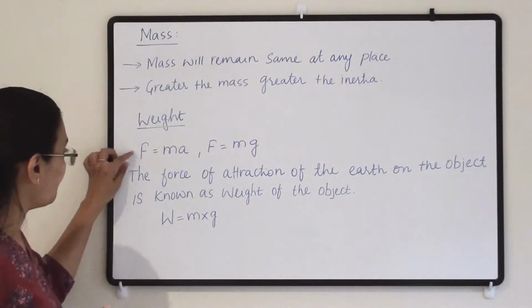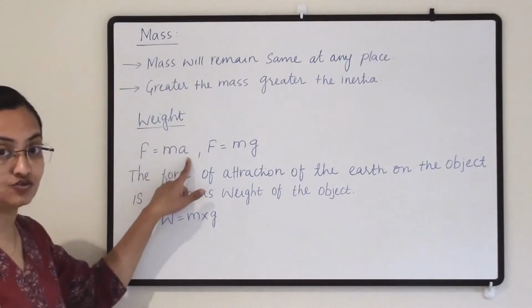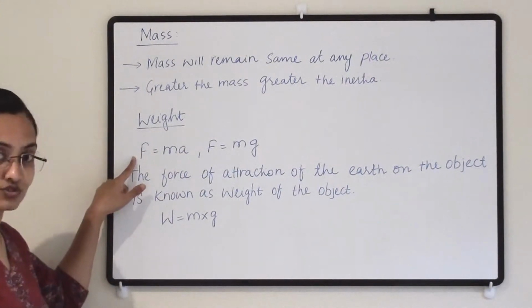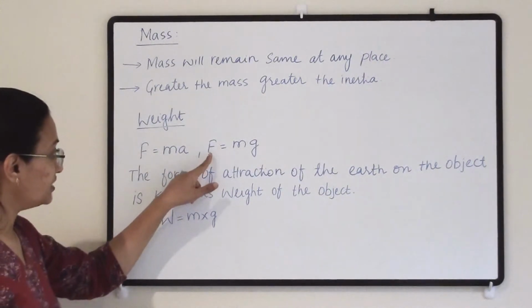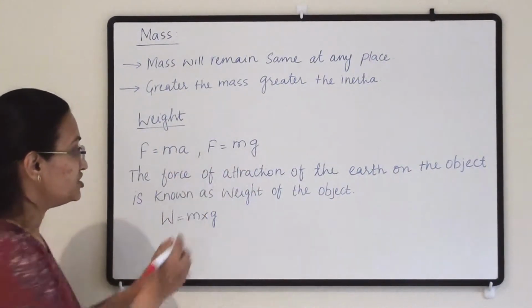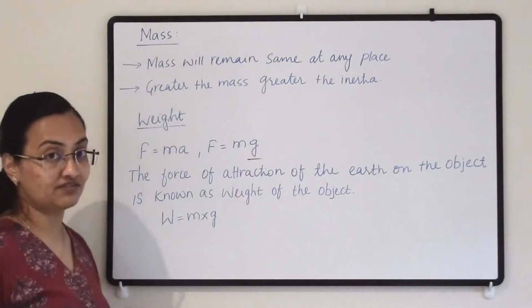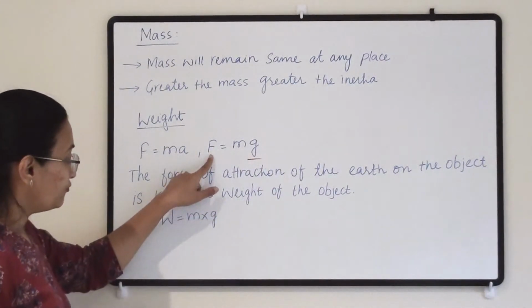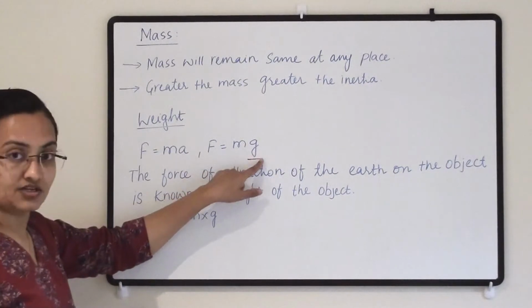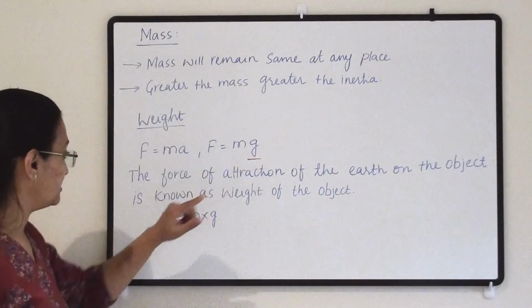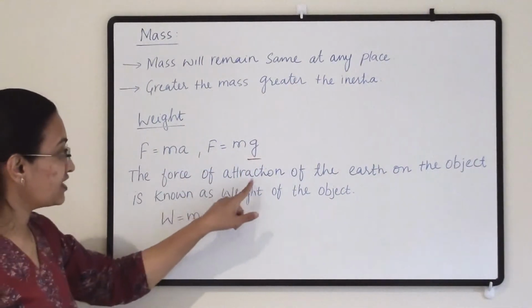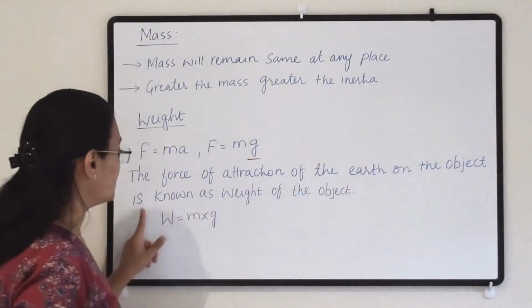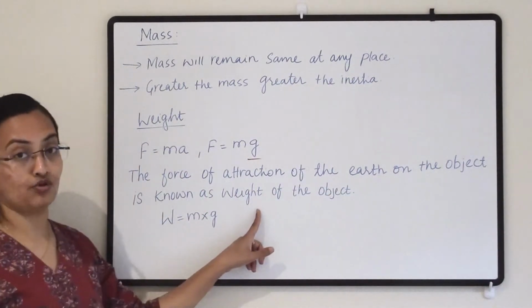We know that F equals ma, mass into acceleration, which gives us force. We know this also, that F equals mg, where g is acceleration due to gravity. So force equals mass into acceleration due to gravity. The force of attraction of the earth on the object is known as the weight of the object.